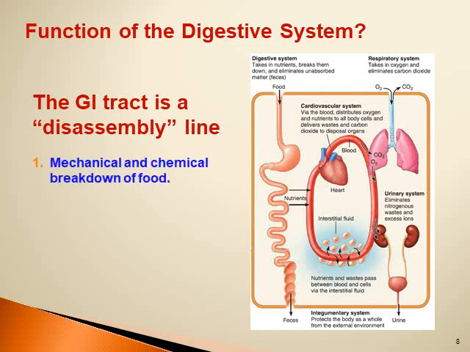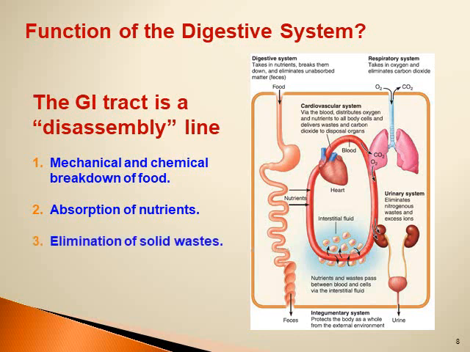So the main functions of the digestive system are mechanical and chemical breakdown of food, and this will make food very simple molecules that will be absorbed into the blood. And the third function is elimination, because not everything that we eat or swallow will be digested and absorbed. Remnants will be eliminated as solid waste in the form of fecal material.